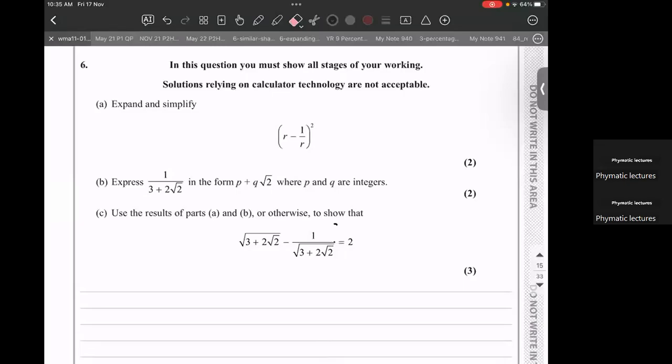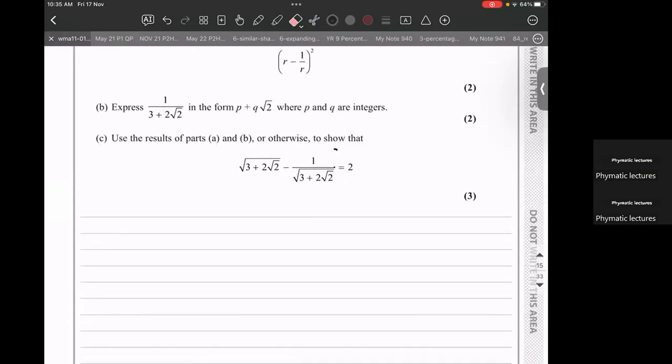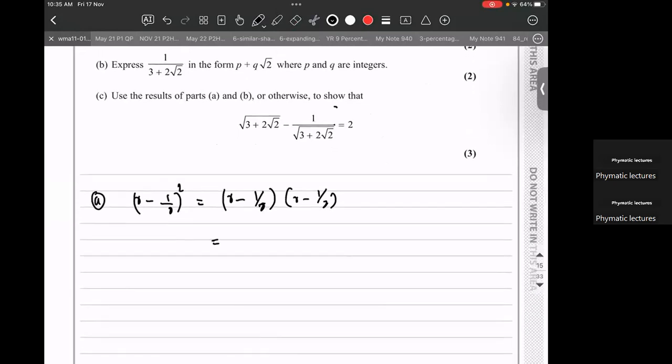So question number 6, expand and simplify. So what is our question? (r - 1/r)². So that is our first question in 6. So how will you expand (r - 1/r) times (r - 1/r)? That is the meaning of (r - 1/r) whole square.